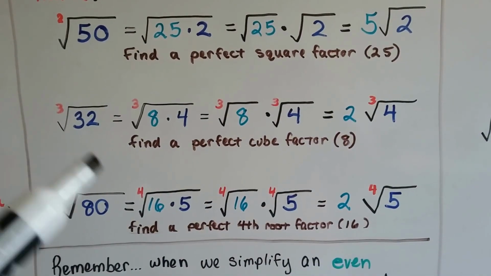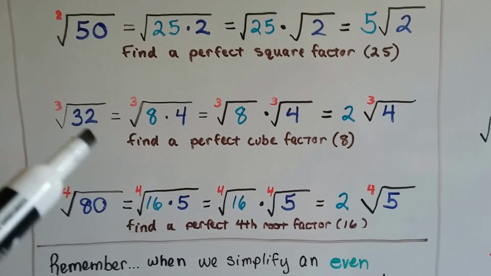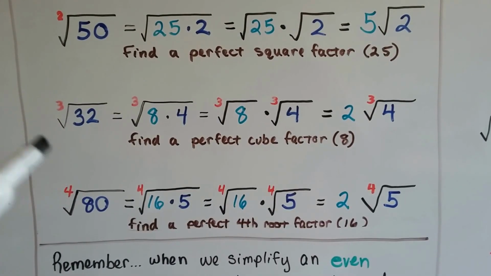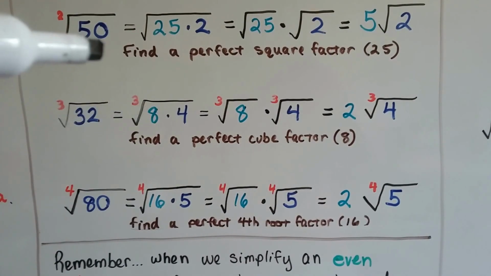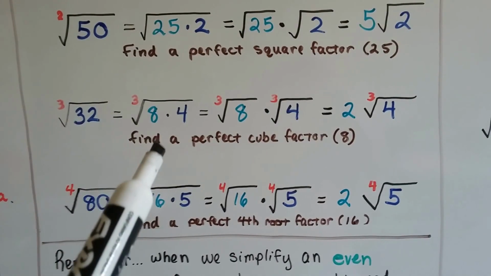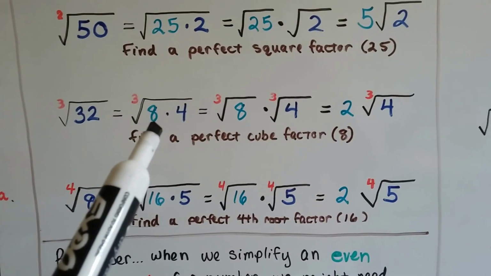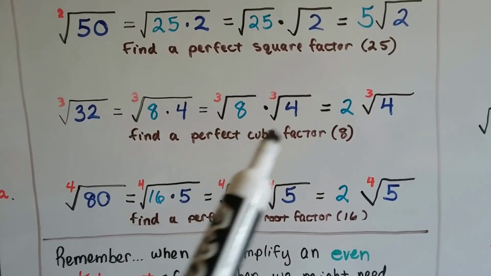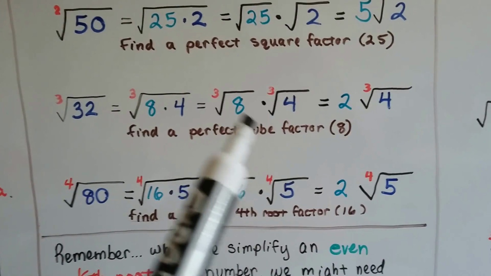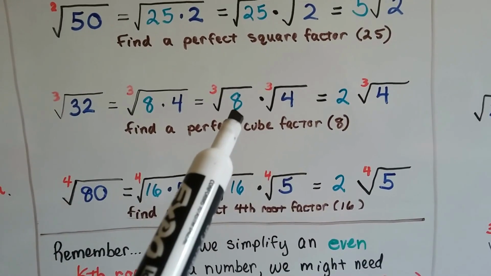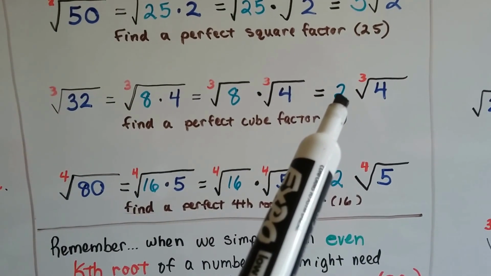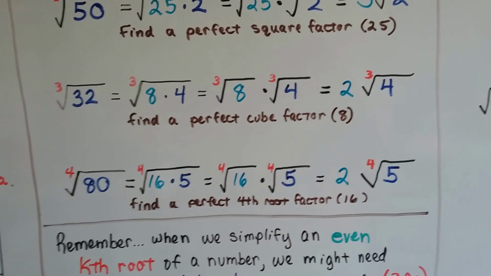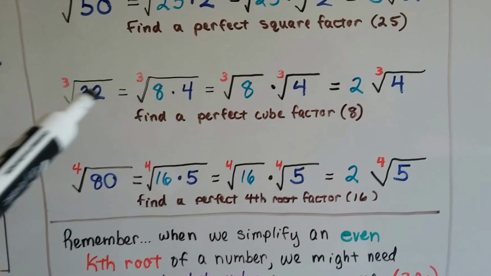So now we have cube roots. We can find a perfect cube factor. If we've got the cube root of 32, that's the cube root of 8 times 4, because 8 is a perfect cube factor. It's 2 times 2 times 2, and we can split them apart into their own radical signs. And that perfect cube factor, 2 times 2 times 2, we can put one of them in front like this and get 2 times the cube root of 4 for the cube root of 32.